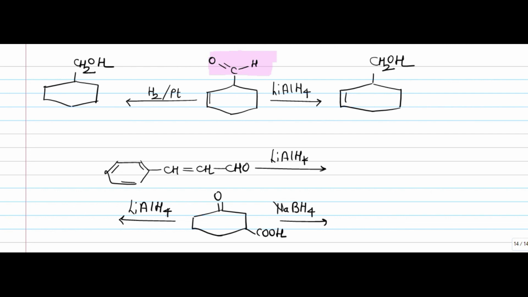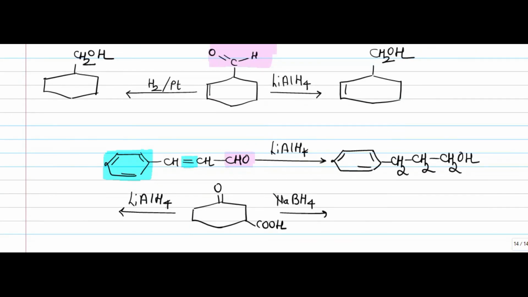Lithium aluminum hydride in the second case can reduce the aldehydic group, and it should not be effective on the carbon-carbon double bond. But when a carbon-carbon double bond is conjugated with a benzene ring, an aromatic ring, then it is reduced even by lithium aluminum hydride. So that is a special case: a carbon-carbon double bond conjugated with an aromatic ring would get reduced even with lithium aluminum hydride. Okay, sodium borohydride.